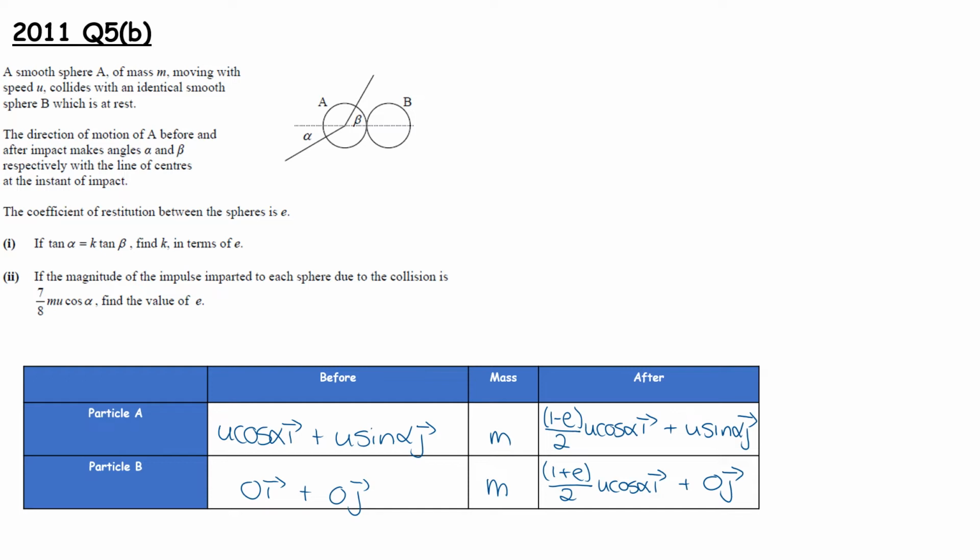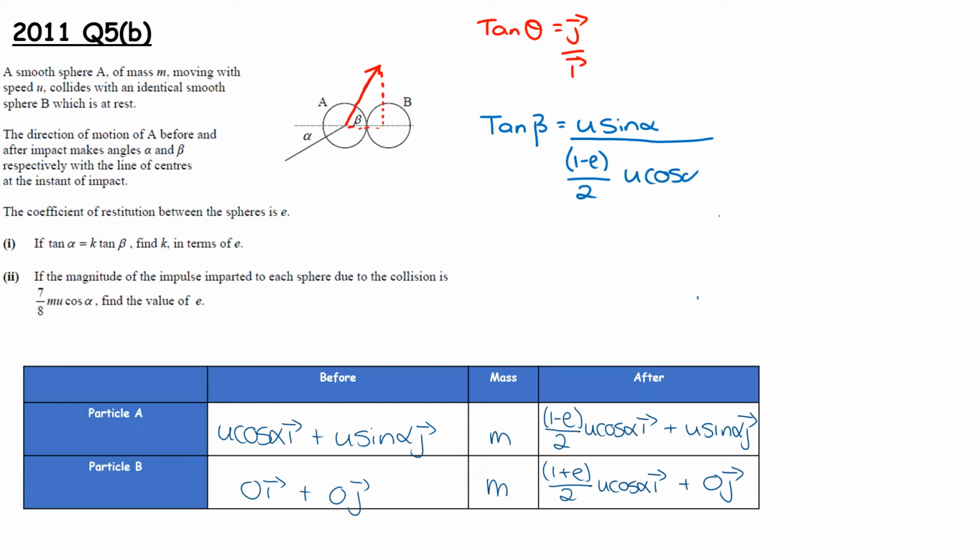So we want to find tan alpha is equal to k tan beta. If we take a look at beta up here in our diagram, we can get the tan of that by looking at how it's moving afterwards. We can use tan of theta is equal to the j component over the i component, ignoring signs, and we'll get the nice acute angle. So this gives us tan of beta is equal to the j component, which is u sine alpha, all over the i component, which is not very nice, unfortunately, over 2 u cos alpha.